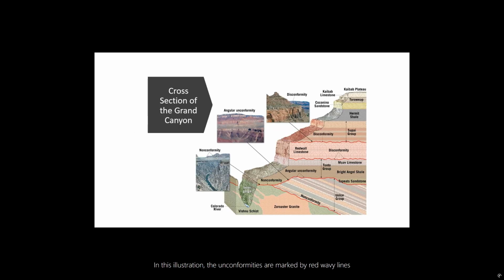In this illustration, the unconformities are marked by red wavy lines. Beginning at the bottom of the canyon, you can see the Vishnu schist and the Zoroaster granite. They are metamorphic and igneous rocks, respectively. Where they are in contact with the overlying sedimentary rock of the Unkar group and the Bright Angel shale is a nonconformity. When the Zoroaster granite intruded, it caused the Unkar group to tilt, and this caused erosion.